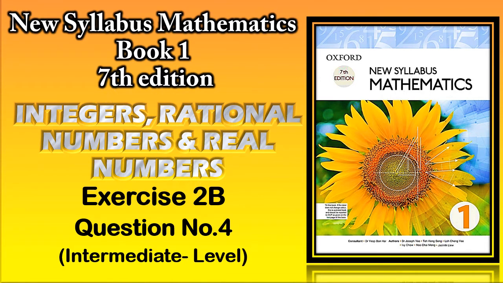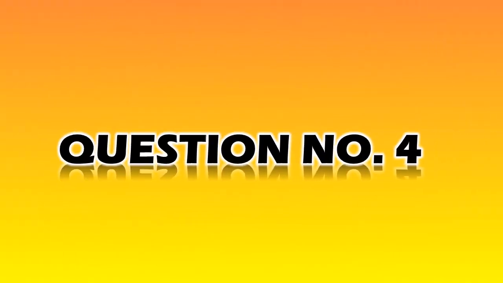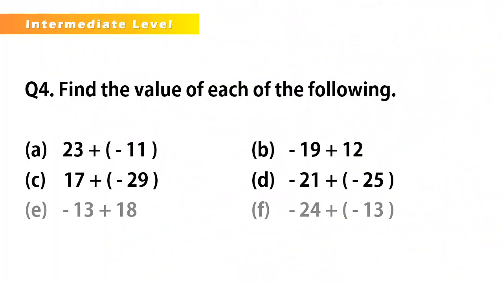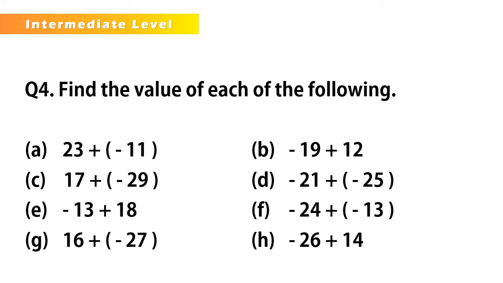New Syllabus Mathematics Book 1, 7th edition, Chapter 2, Integers, Rational Numbers and Real Numbers, Exercise 2B, Question number 4, Intermediate Level. Question number 4. Find the value of each of the following.